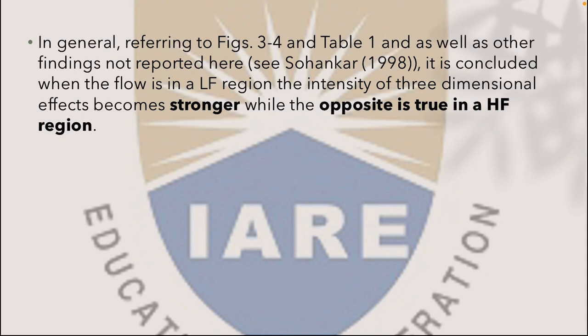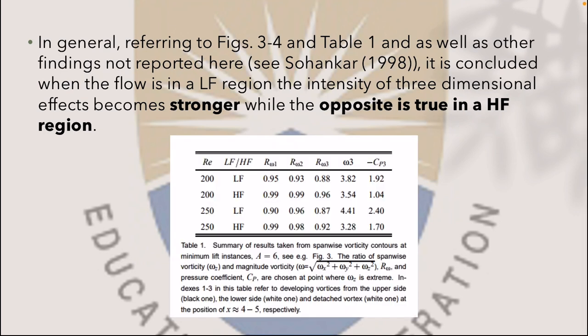It is concluded that when the flow is in the LF region, the intensity of three-dimensional effects becomes stronger, while the opposite is true in the HF region. Let us observe table 1, which describes a summary of results taken from span-wise vorticity contours at minimum lift instances. The ratios of span-wise vorticity, velocity magnitude and pressure coefficient are chosen at the point where vorticity is extreme.